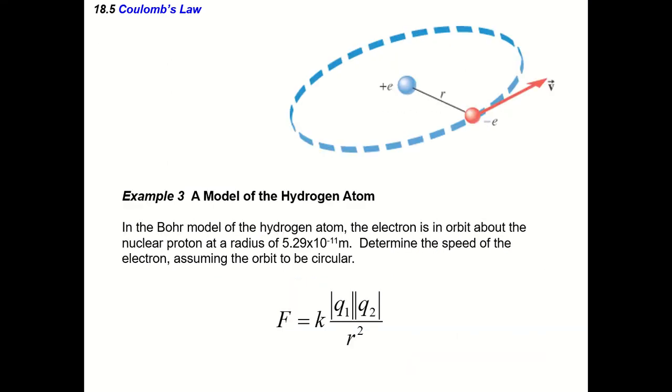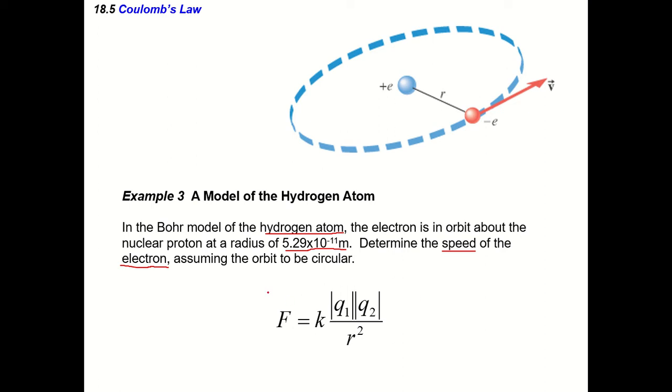Okay, so example here, we have a model of a hydrogen atom. In the Bohr model of the hydrogen atom, the electron is in orbit about the nuclear proton at the nucleus, with an orbit diameter of 5.29 times 10 to the minus 11 meter. Determine the speed of the electron, assuming the orbit to be circular.